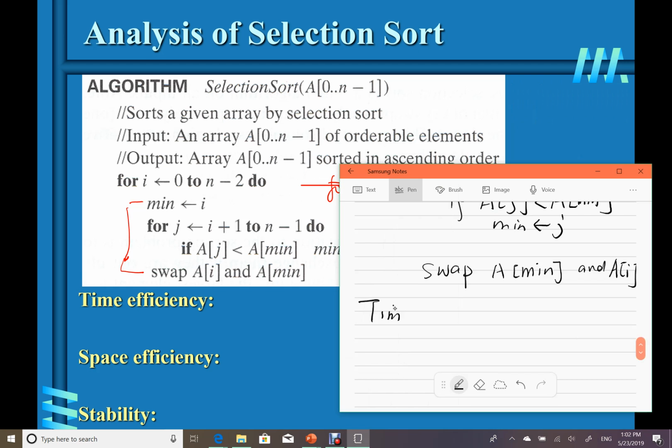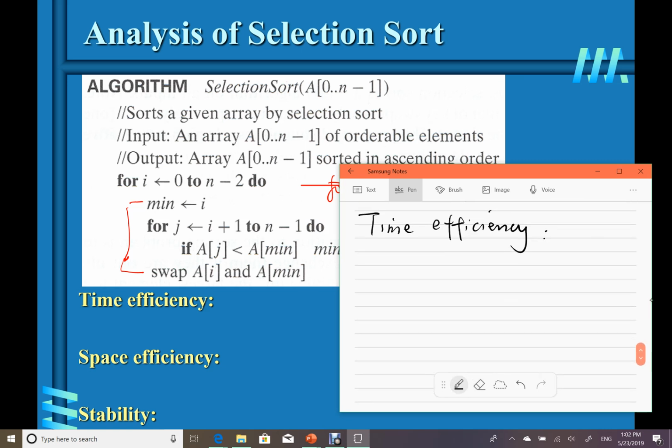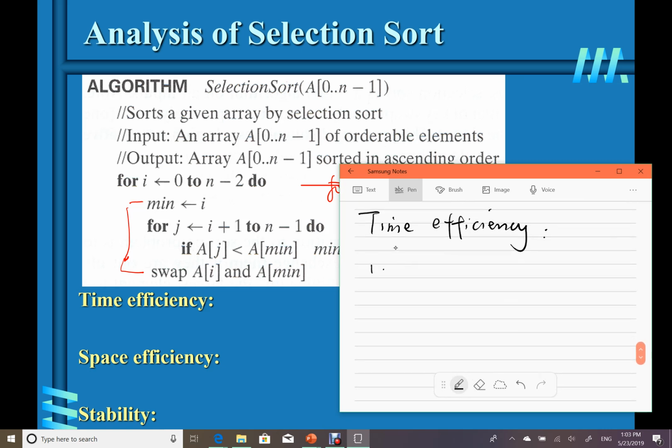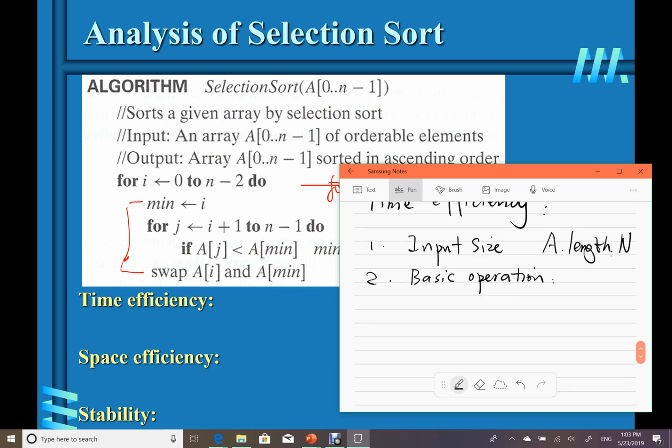So let's check the time efficiency. First, we have to follow the steps, right? First, decide the input size. What is the parameter for input size? In this case, of course, it's the length, so let's use n to represent it. The second step is to decide the basic operation. The basic operation is related to elements of the input, and it also makes the biggest contribution to this algorithm. Take a look at this one and tell us what the basic operation is.